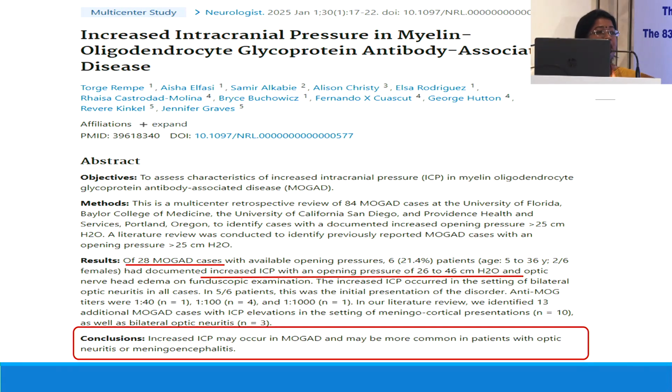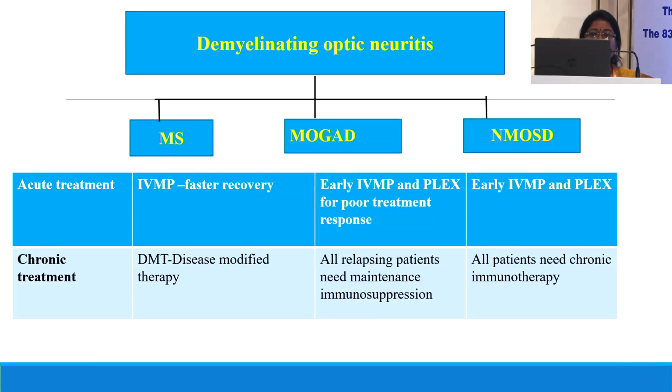group of patients. So coming to the treatment of demyelinating optic neuritis, all of them will require an acute treatment and a chronic treatment. If it is an acute treatment, it is invariably intravenous steroid, and if it is a chronic treatment, we need a long-term maintenance immunosuppression.